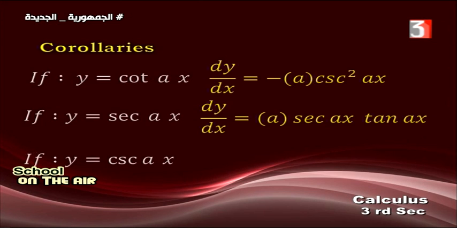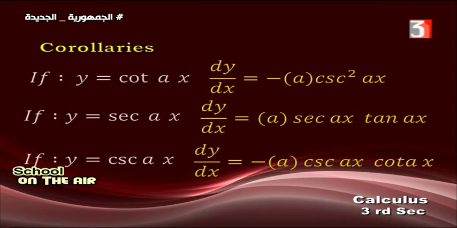The last rule, if y equals cosec ax, then dy dx equals negative a multiply cosec ax multiply cotan ax. The derivative of cosec ax equals negative cosec ax multiply cotan ax. And the derivative of the angle ax equals a.